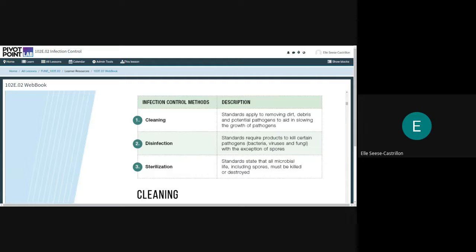So then the third step would be sterilization. And this is where all microbial life, including spores, would be killed or destroyed. Step 3 is optional in the state of Florida and the state of Texas. I'm not sure if that is a requirement. In the esthetician world, if you're using a lot of extractor tools, then I would say yes, that you would need to have a sterilization system put into place.